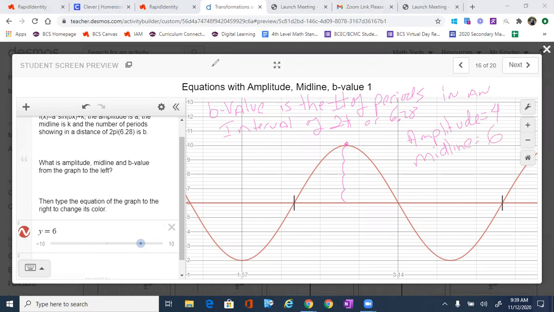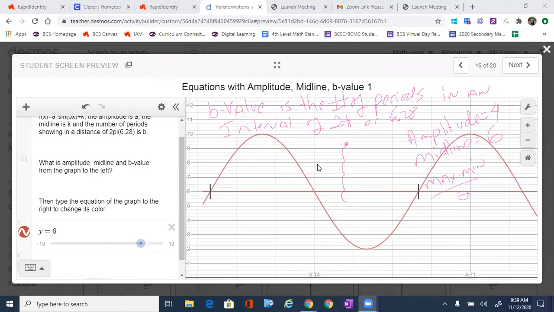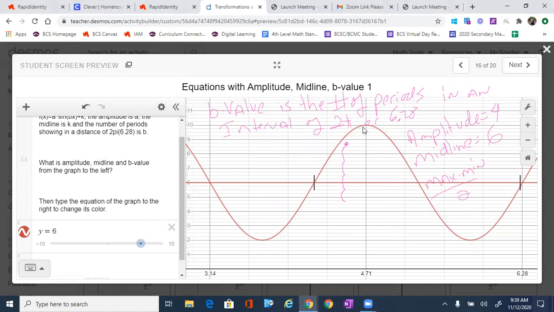Now, if you are having a hard time with the amplitude, just remember that it is the same thing as max minus the min divided by 2. We can find that simply by clicking on the maximum, which is 10, and then the minimum, which is 2, and then subtracting them. So 10 minus 2 divided by 2 is 8 divided by 2, which is 4. So that verifies that amplitude right there.